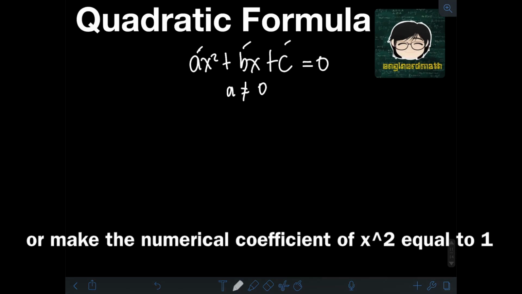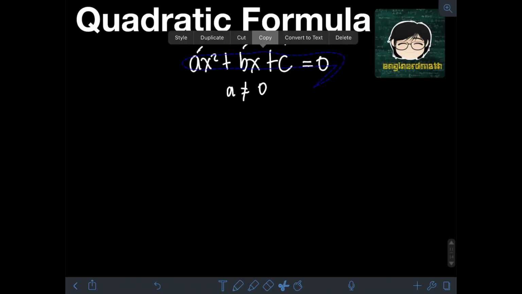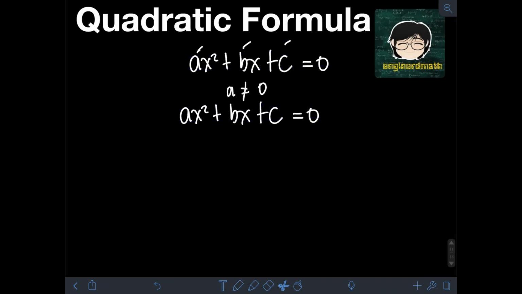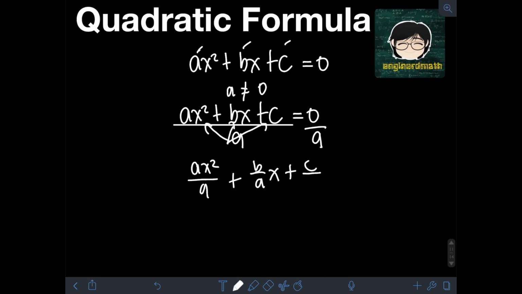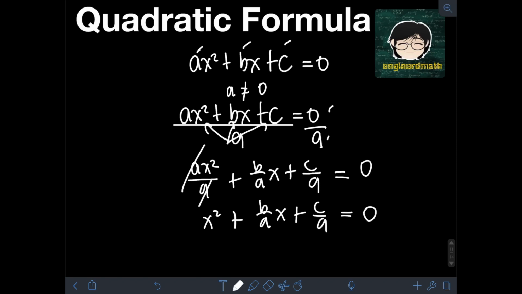So that is a, right? So we can divide first both sides of the equation by a. We can distribute a on every term on the left side so that we have ax squared over a plus b over a x plus c over a equals 0 divided by a, which is 0. So we can cancel now a in the x squared term: x squared plus b over a x plus c over a equals 0.